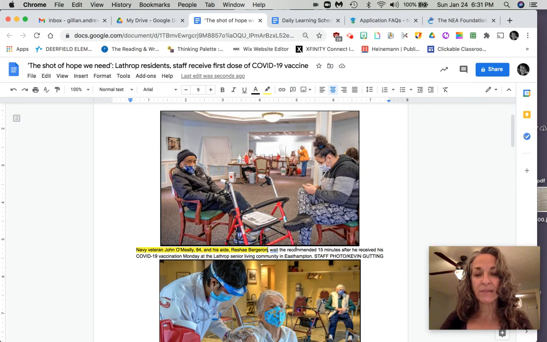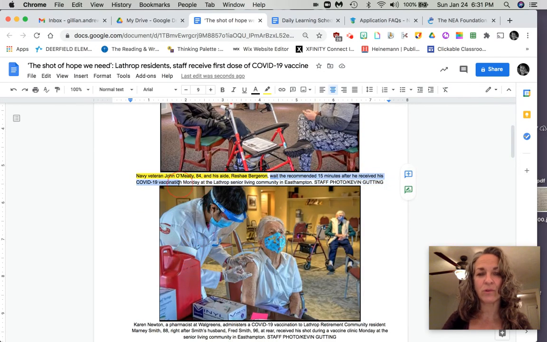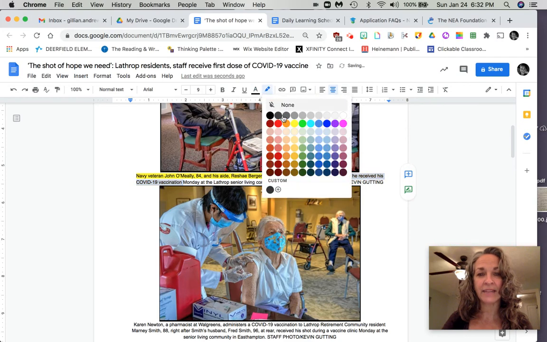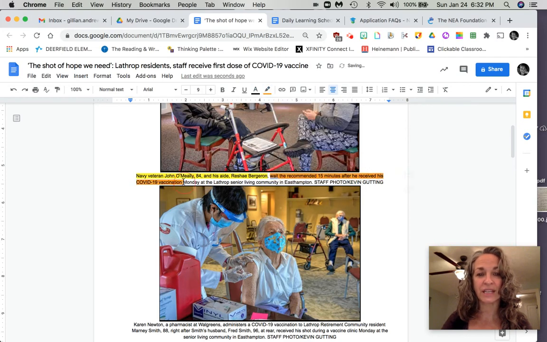They wait the recommended 15 minutes after he received his COVID-19 vaccination Monday. Well, this is kind of interesting because it's definitely what they're doing. They're waiting 15 minutes after he received his vaccination. So that's what they're doing. I'm going to highlight that in bright orange because that's the what.